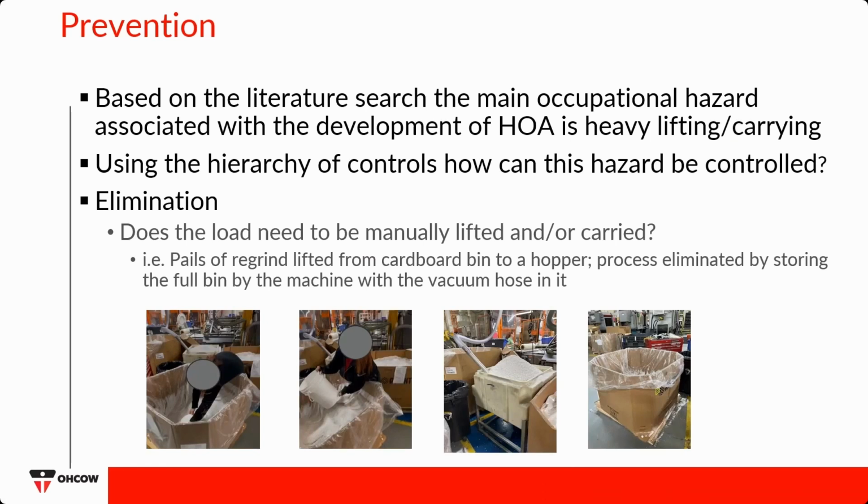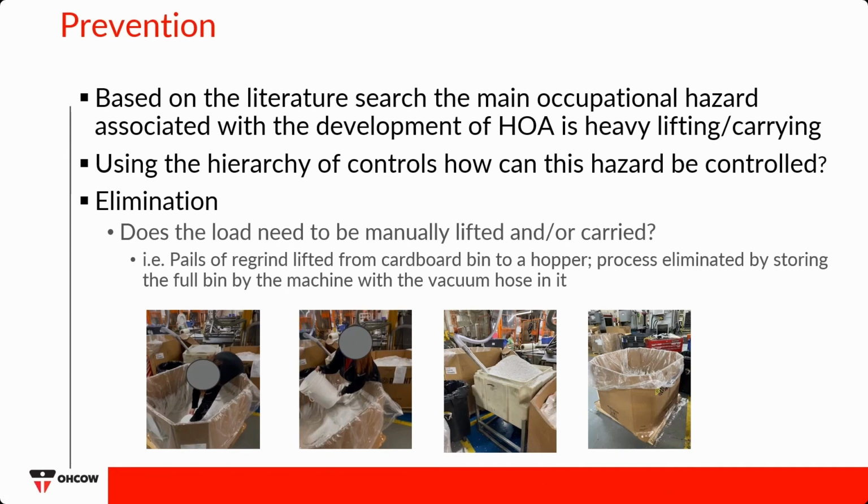So, in this example here, you can see someone bending into a gaylord, lifting out a pail of regrind plastic. What they would do is every so often they lift this pail, and in the third picture here, you see a hopper. They would dump it into the hopper. And this process was done probably a few times every hour, but it was causing some musculoskeletal discomfort, which brought them to seek some help.